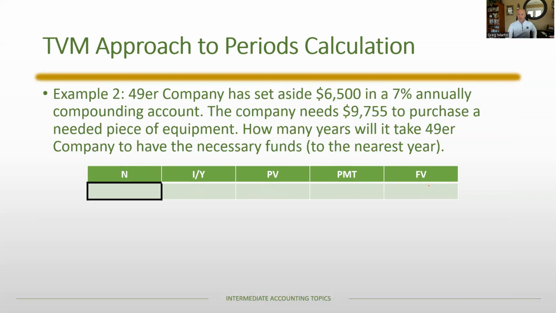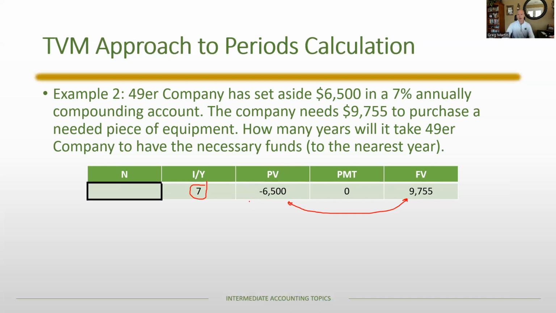In our second example, try to do this on your own if you can. You can pause and then push forward. Hopefully you'll pause real quick and then solve the rest of it. We do have our I/Y is 7%. The PV is negative 6,500. The FV is positive. The key here is that these just have to be opposite signs. So if the present value is negative, the future value has to be positive and vice versa.